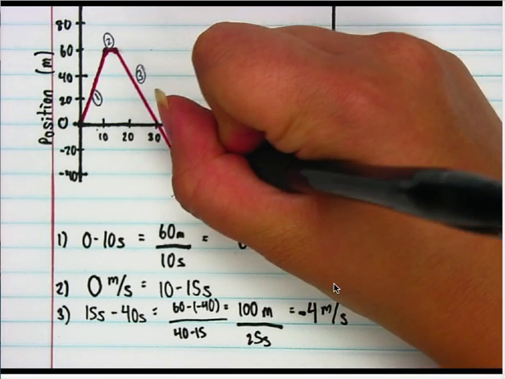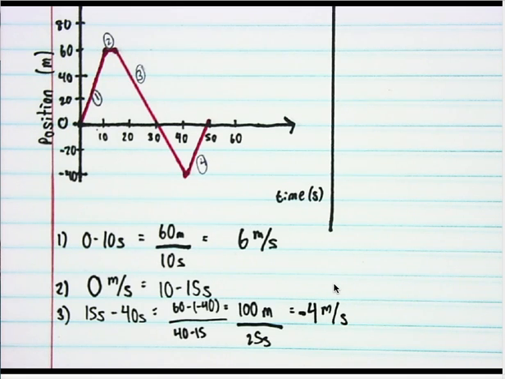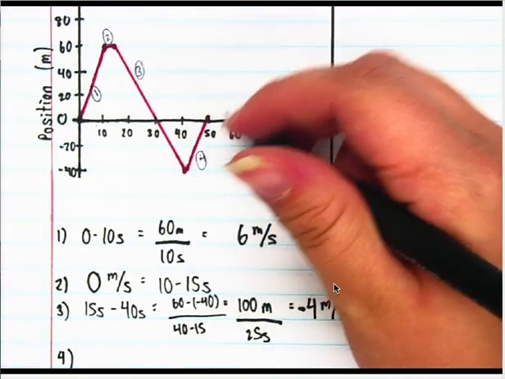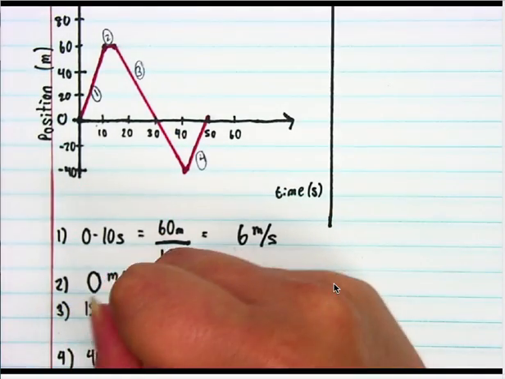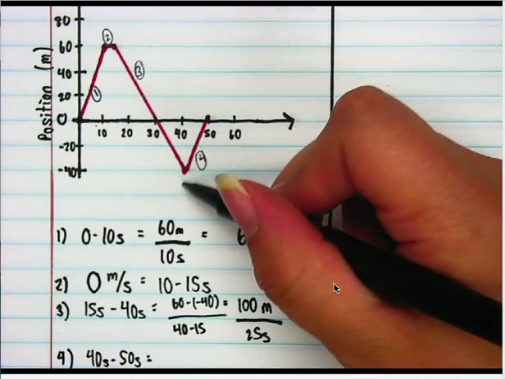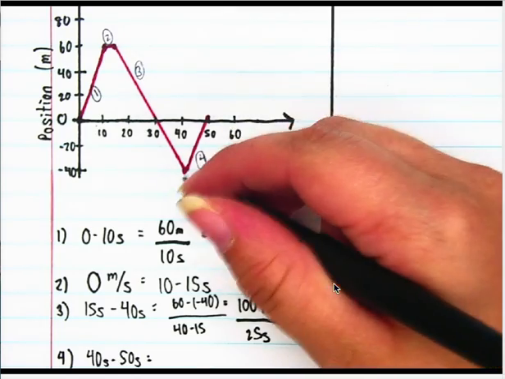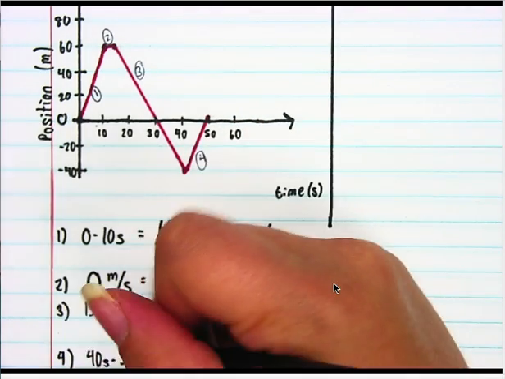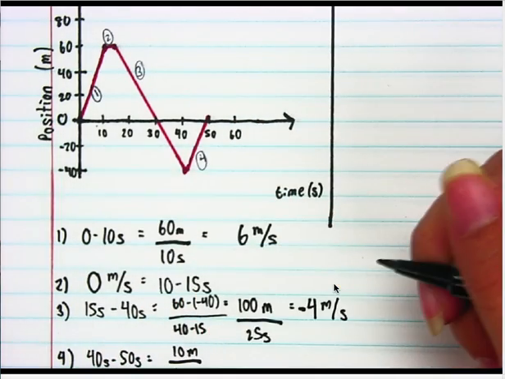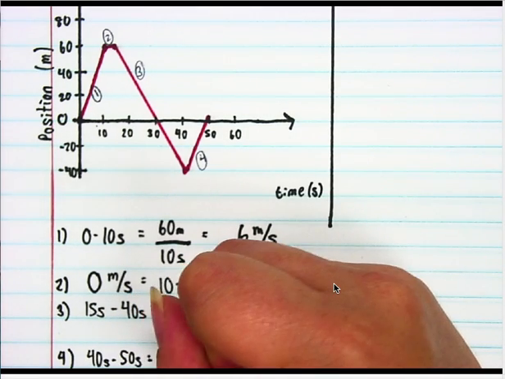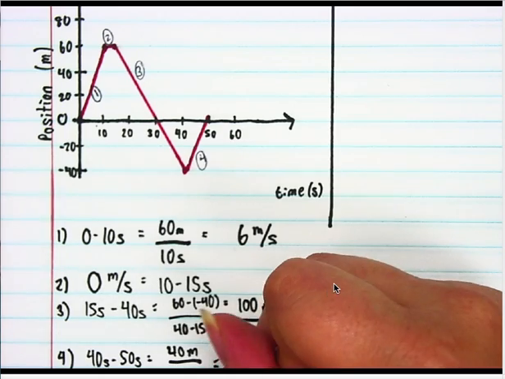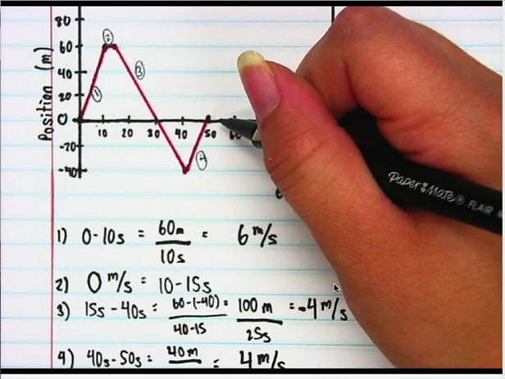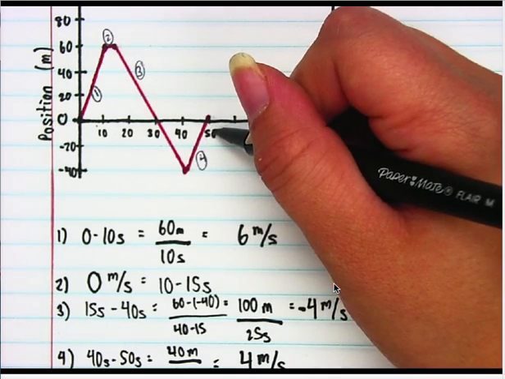Now let's look at the fourth chunk right here. In chunk 4, that is from 40 seconds to 50 seconds. It goes from negative 40 back to 0. So we have 40 meters. That's its rise over 10 seconds. So it's going at 4 meters per second, but it's going back up, so its velocity is positive again. Yep, 40 meters. And that makes sense.